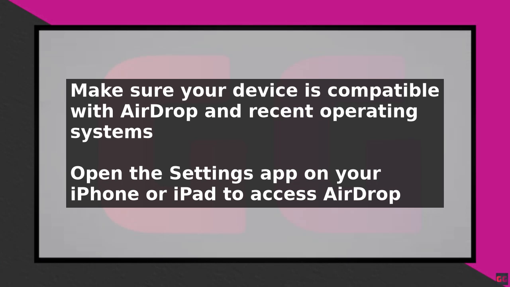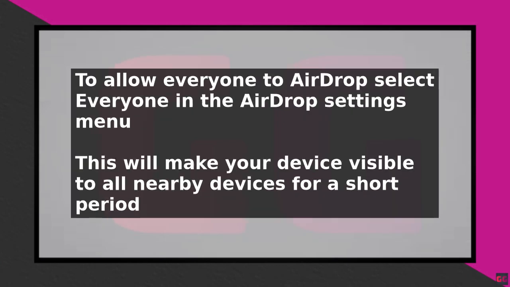Next, select AirDrop, and you will see three options: Receiving Off, Contacts Only, and Everyone. To allow everyone to AirDrop, select Everyone. This will make your device visible to all nearby devices for a short period, allowing anyone to send you files.